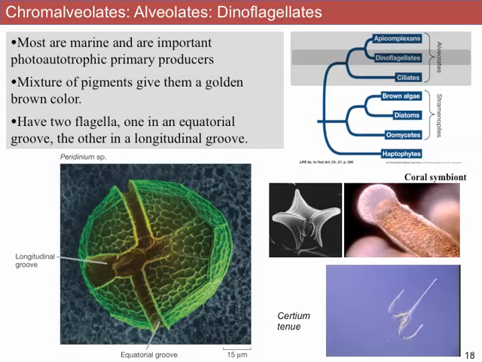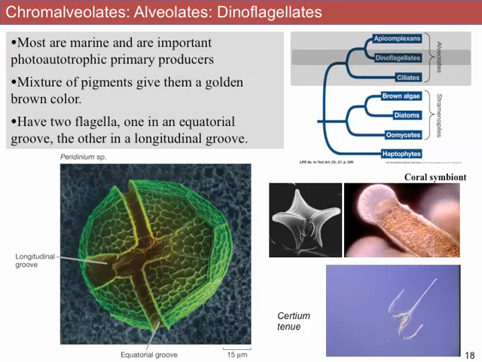So we're just going to move on now to another one of the alveolate groups, which are Dinoflagellates. Most of them are marine. That means they live in salty water environments. And they are important photoautotrophs for the planet, producing quite a large fraction of the total photosynthesis on the planet. The name comes from the presence of these two flagella in a very specialized structural arrangement.